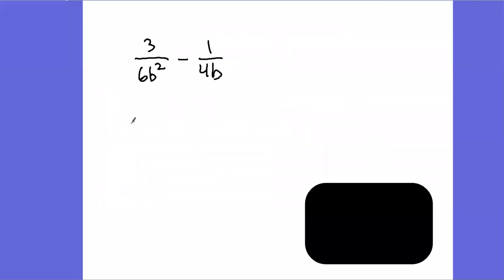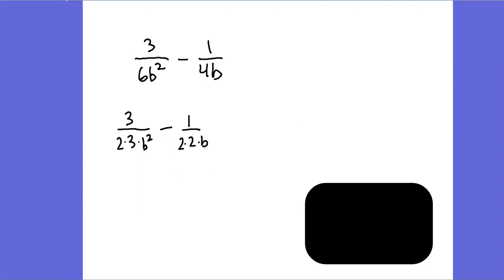So let's just break this down. So over here, I have this 6 is really 2 times 3. So I have 2 times 3 times this b squared. And on this side, I have 4 is the same thing as 2 times 2 times b.